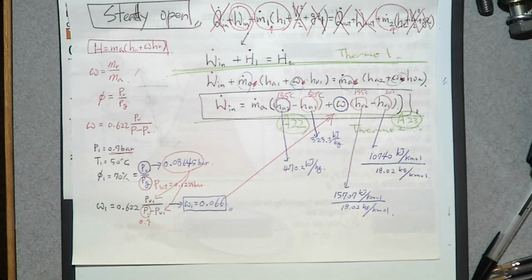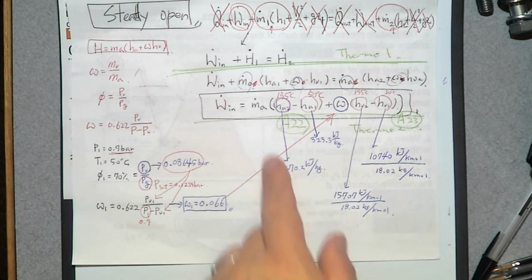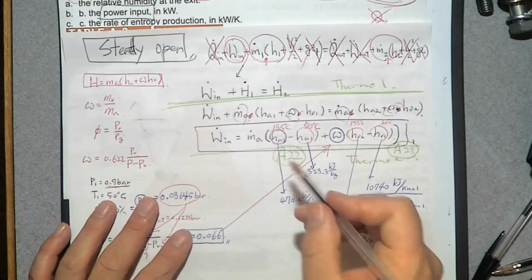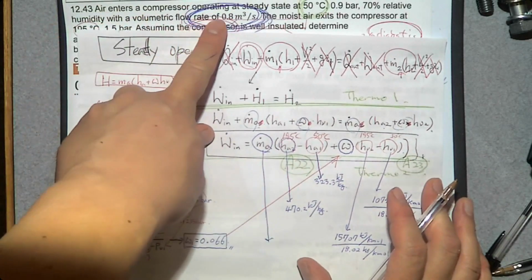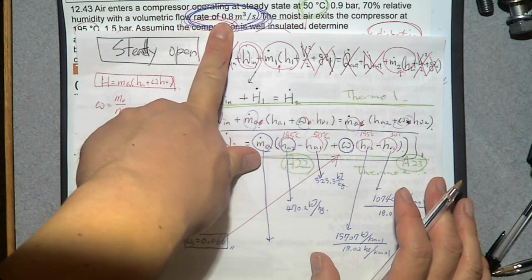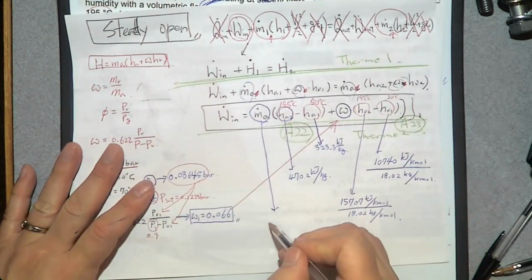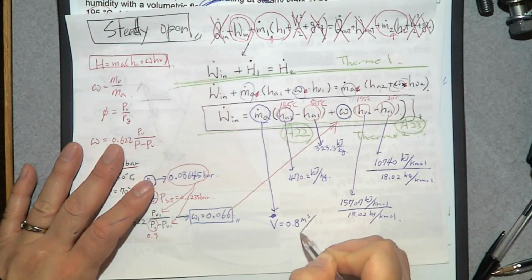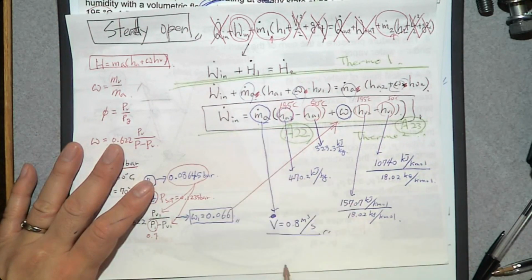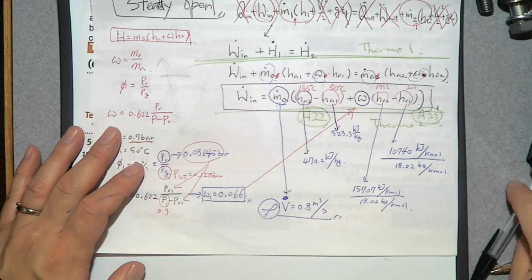Okay, one more thing. We need to determine the mass flow rate. Can we determine this mass flow rate? We can, because we know the volumetric flow rate. The volumetric flow rate at the inlet is going to be 0.8 cubic meters per second. So V dot is 0.8 cubic meters per second. Then how do you get this mass flow rate? You need to multiply by density. Then where do you get this density? From the ideal gas equation.